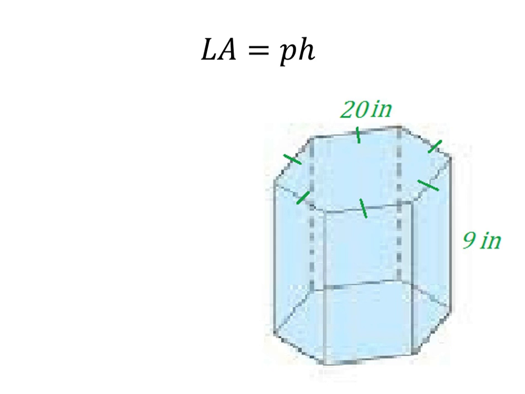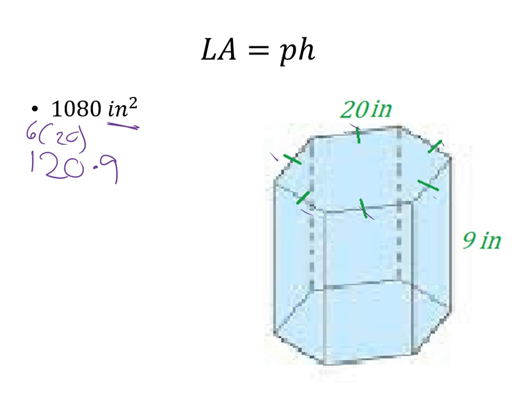Okay, so if we want to find the lateral area of this hexagonal prism, what we would do is find the perimeter of the hexagon, which, as we see, is a regular hexagon, so all the sides are 20. So 20, 40, 60, 80, 100, 120. So we would go 120, or how we got that was 6 times 20. And then we would multiply it by 9. And that would get us our answer of 1080 inches squared. Since we're dealing with area, we would say it's inches squared, or whatever our unit is squared, or square inches. Okay.